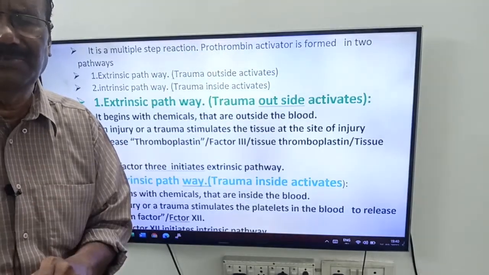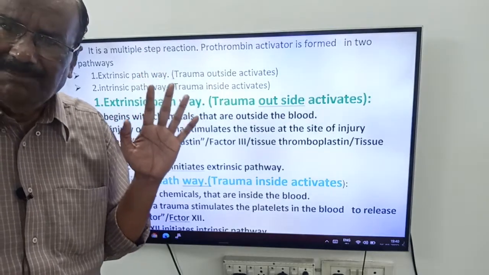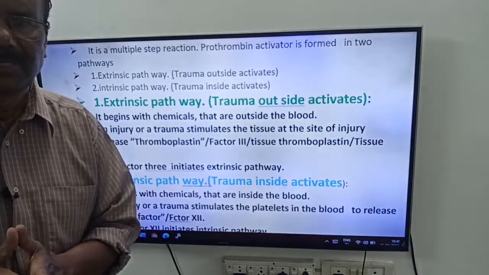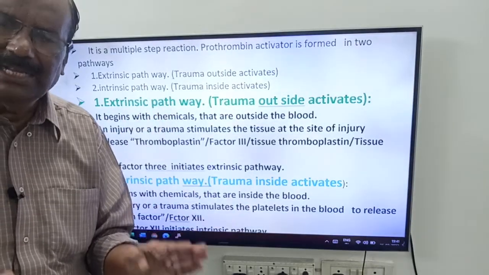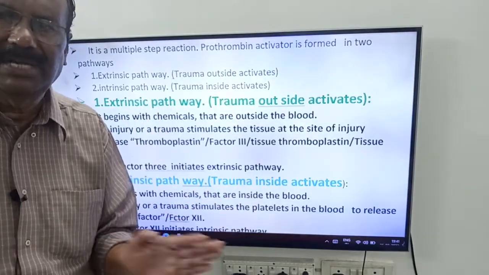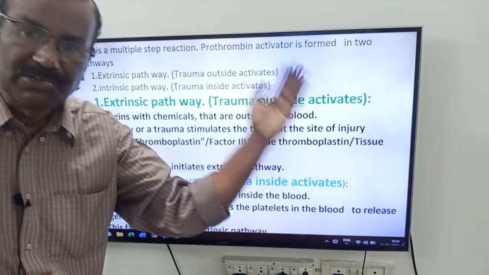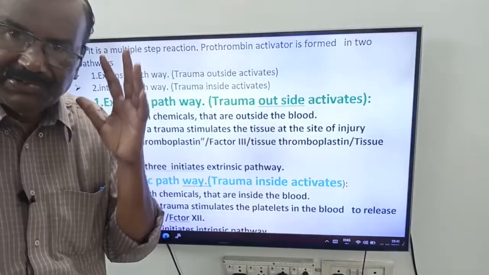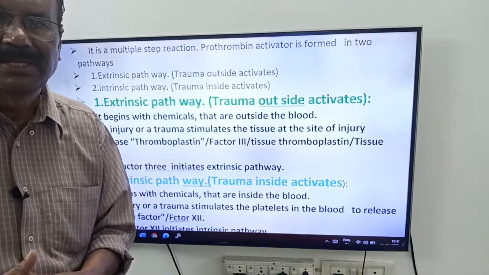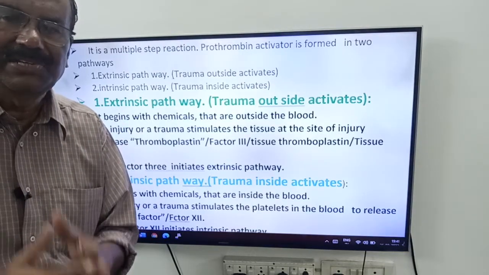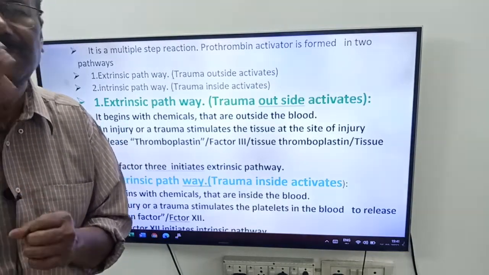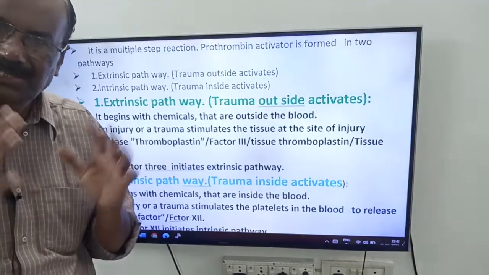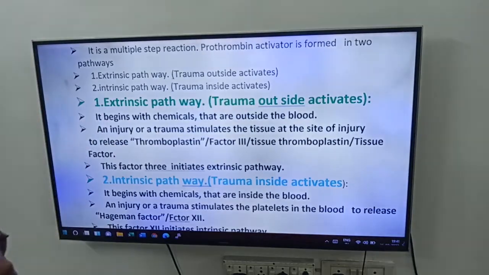Here you have to remember one thing, friends. For blood clotting, we need prothrombin activator. That prothrombin activator is formed in two ways or two pathways: one is the extrinsic pathway and the other is the intrinsic pathway. In the extrinsic pathway, factor 3 initiates the formation of prothrombin activator. Okay friends, this is about the extrinsic pathway.